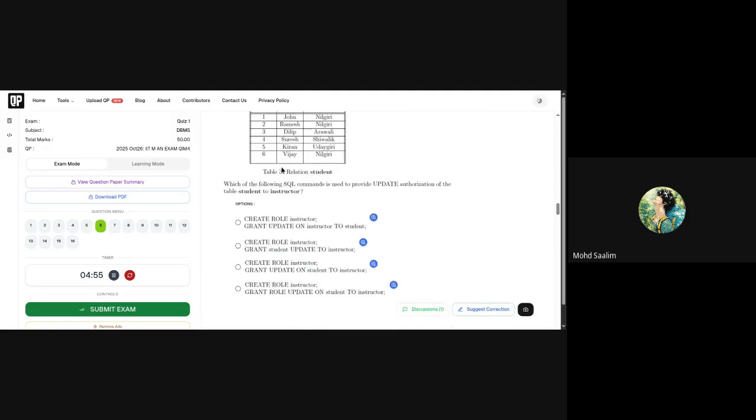The student table is given, and which of the following SQL commands is used to provide update authorization of the table student to instructor? I don't think it is quite common in quiz one, asking these types of questions, rules, and all of that. That's why we cannot be 100% sure that whatever pattern we are collecting will come as it is in the exams. Maybe there can be some new type of questions that are never asked before, right?